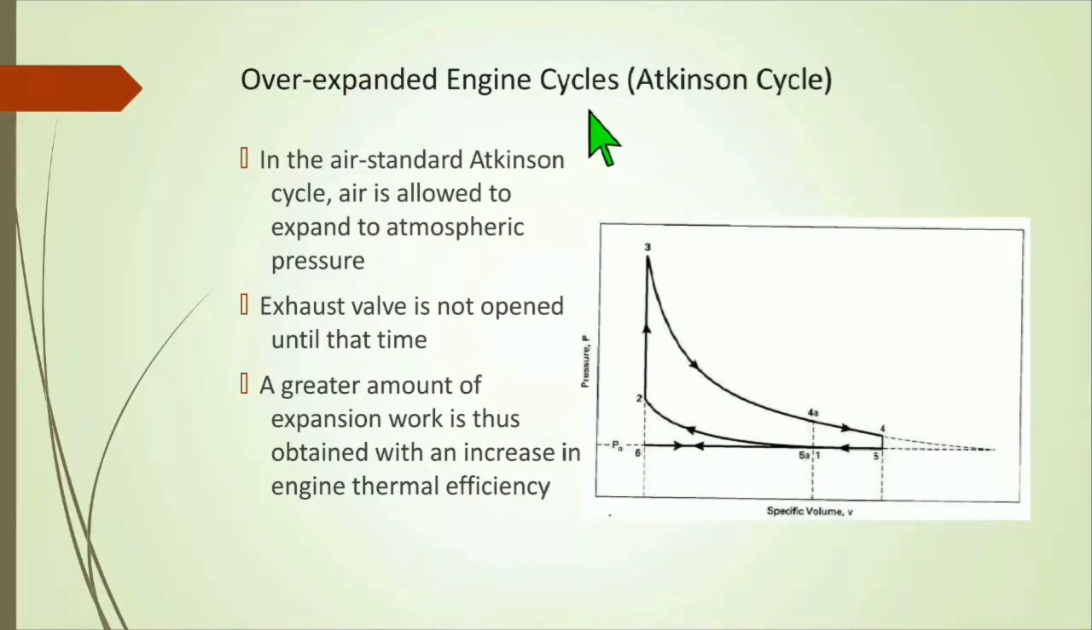Overexpanded engine cycles. Atkinson cycle. In the air standard Atkinson cycle, air is allowed to expand to atmospheric pressure. The exhaust valve is not opened until that time. A greater amount of expansion work is thus obtained, with an increase in engine thermal efficiency. There is a graph of pressure versus specific volume.